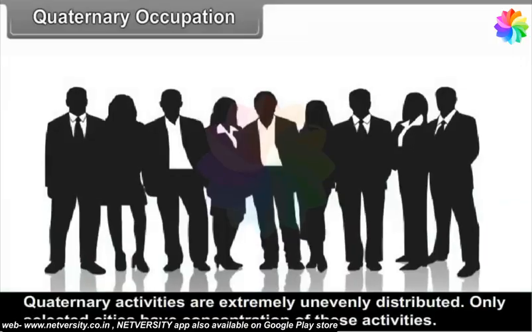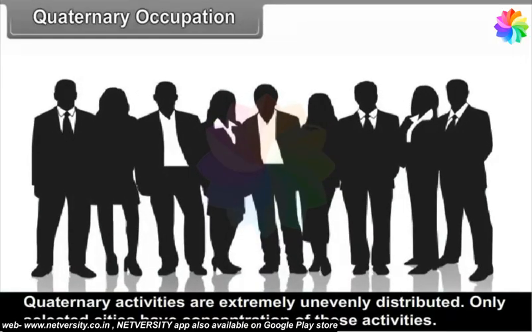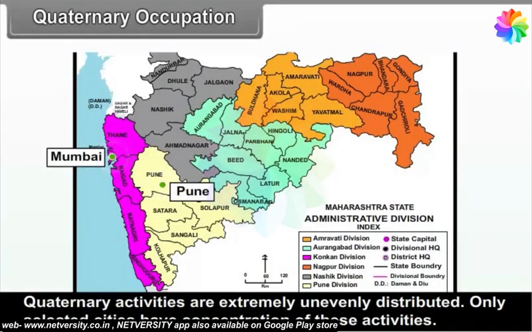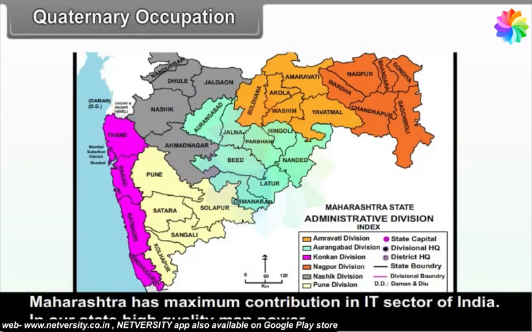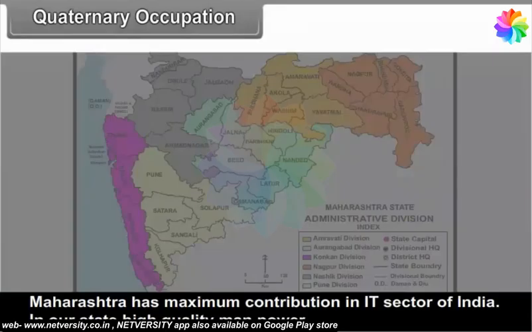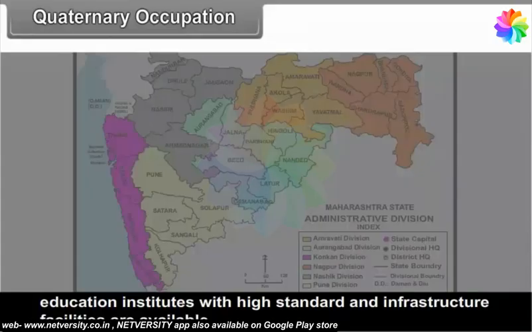Distribution. Quaternary activities are extremely unevenly distributed. Only selected cities have concentration of these activities. Maharashtra has maximum contribution in IT sector of India. In our state, high quality manpower, education institutes with high standard and infrastructure facilities are available.